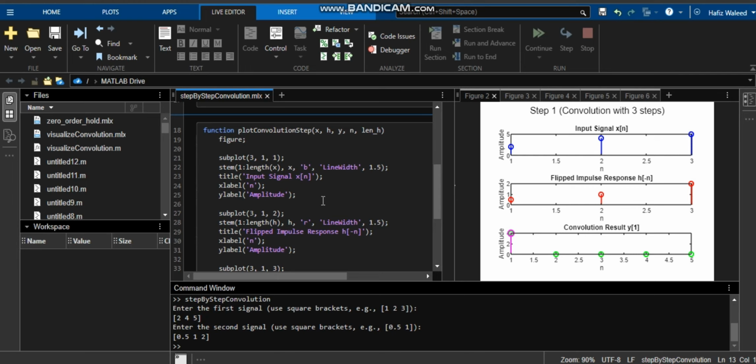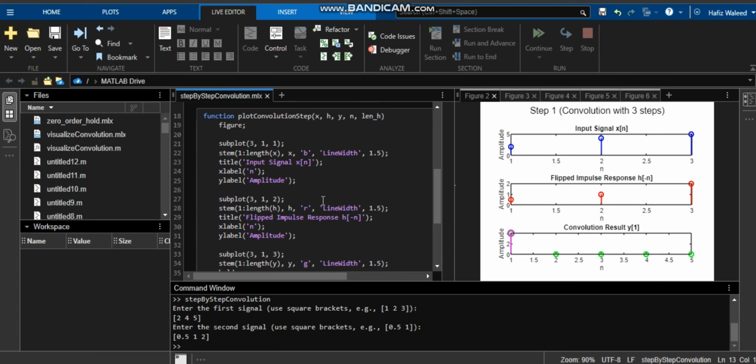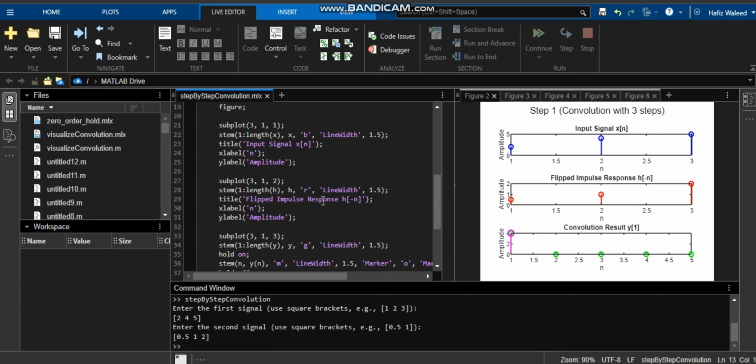The pause(1) command introduces a pause of 1 second between each step, allowing the user to visually follow the step-by-step convolution process. The code includes a subfunction, plot convolution step, responsible for creating the subplots and updating them at each step. So this is the output.